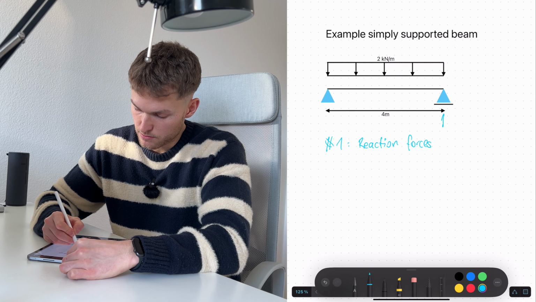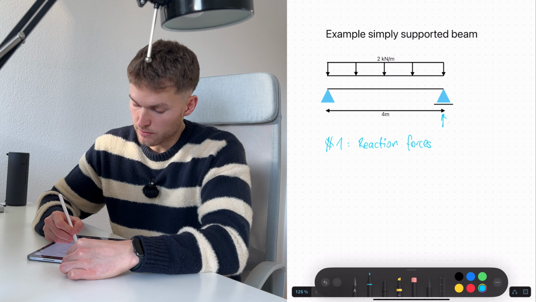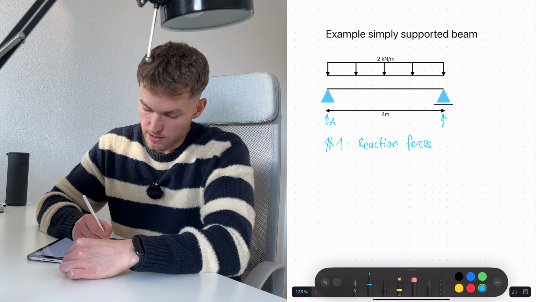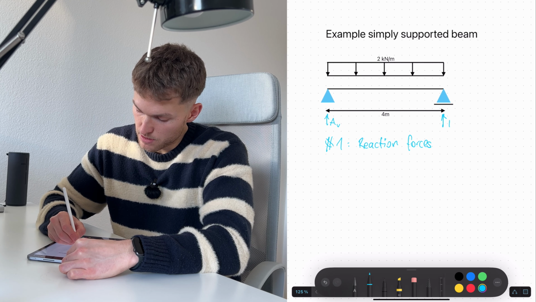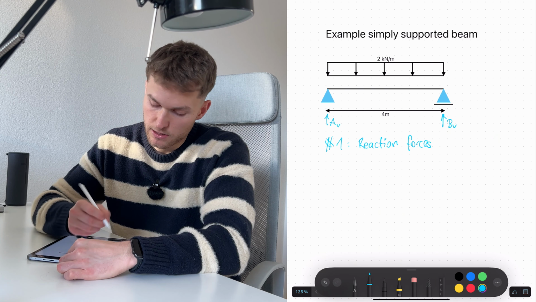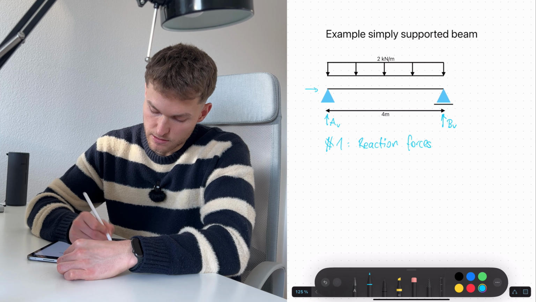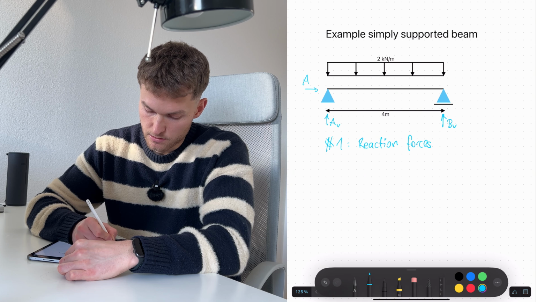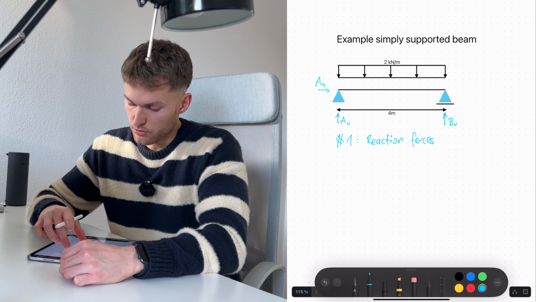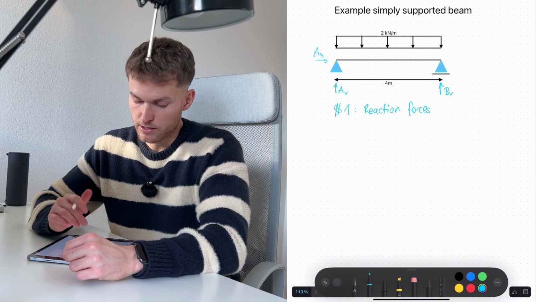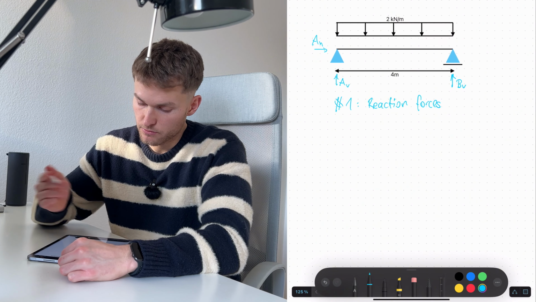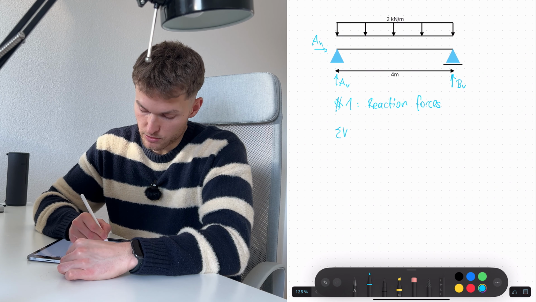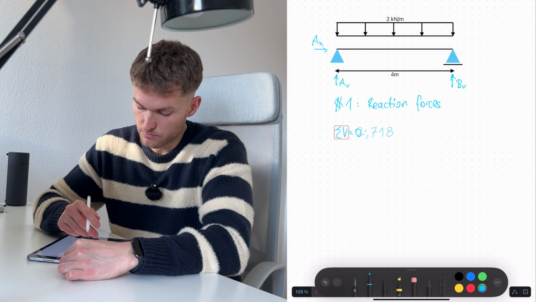So they are here. We have a vertical reaction force here and a vertical reaction force here. We call these AV and BV, V for vertical. And then the pin support also has a horizontal reaction force, which is AH. Okay, so in step 1, we calculate the reaction forces. Let's do that. We first say, okay, vertical equilibrium, so the sum of all vertical forces is 0.